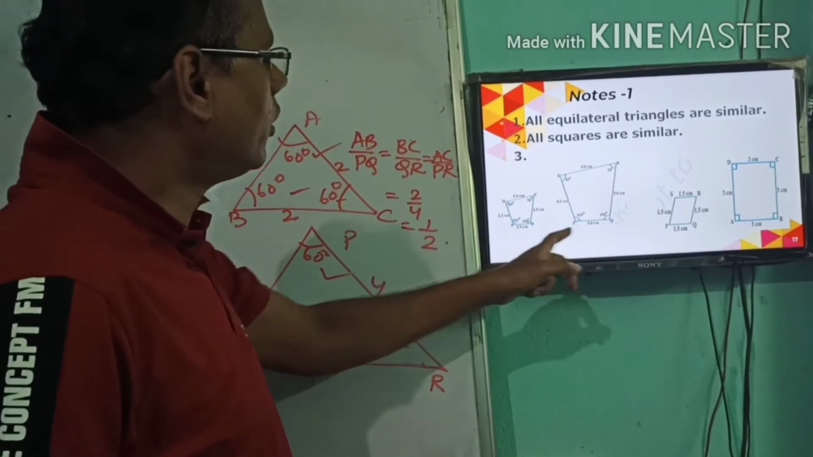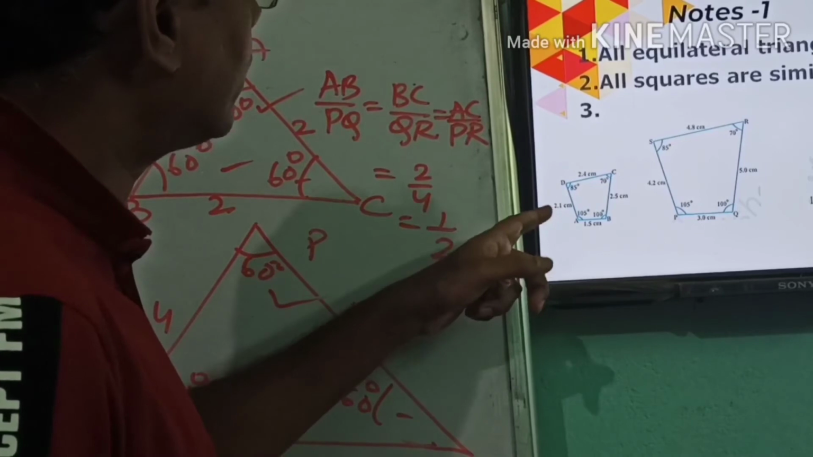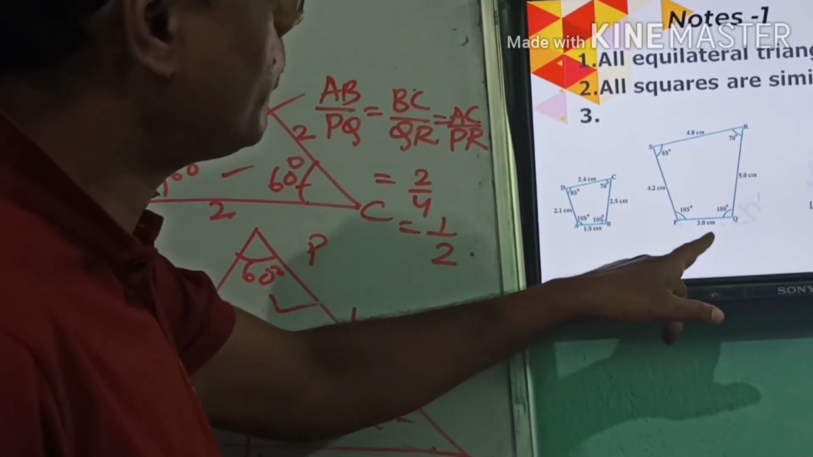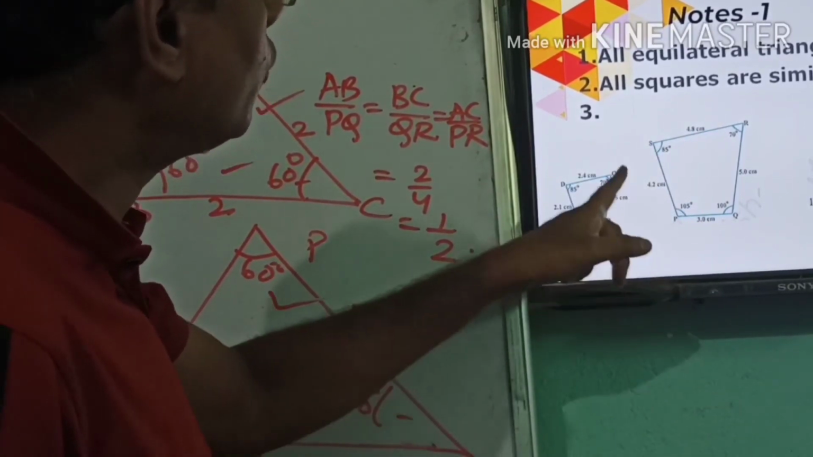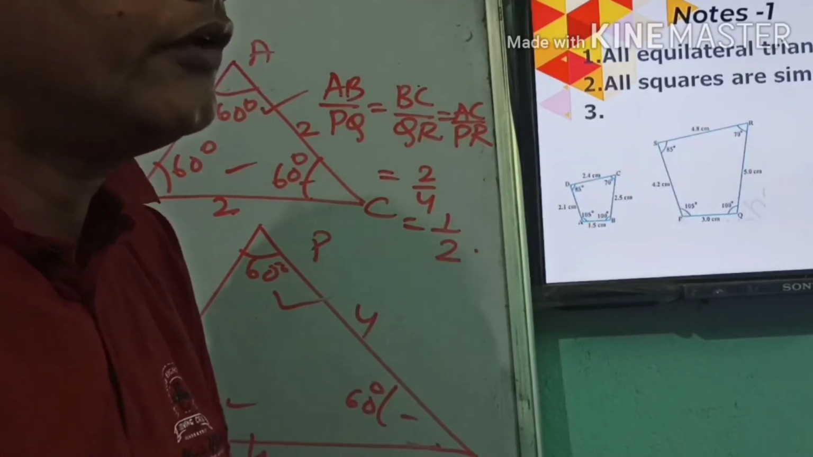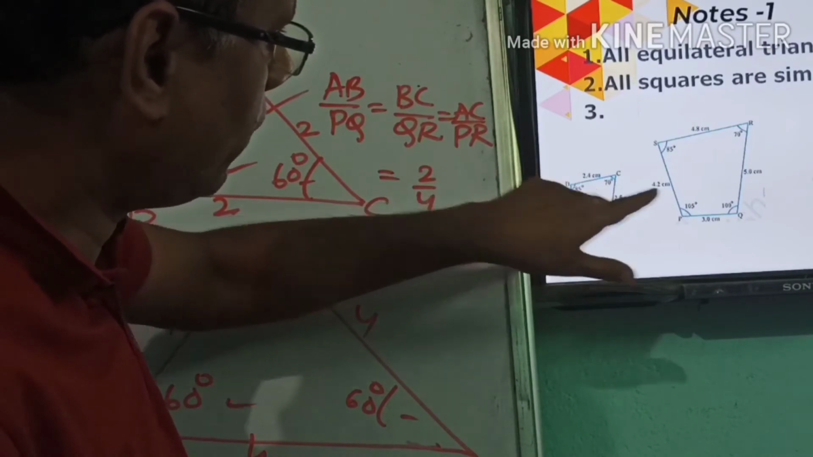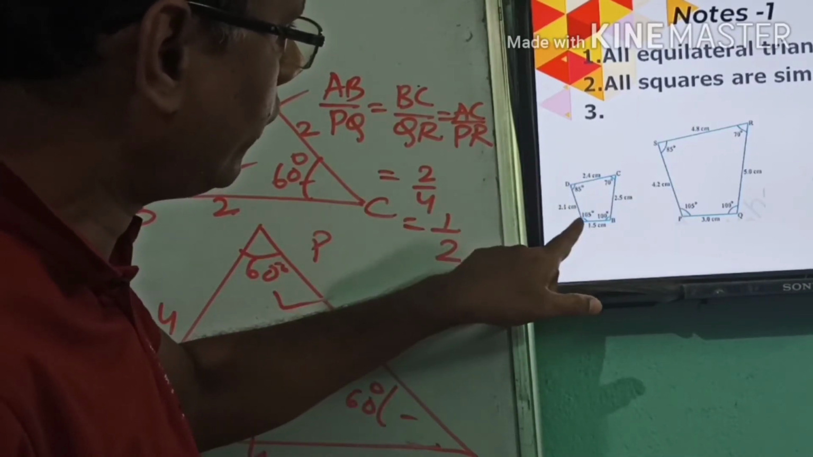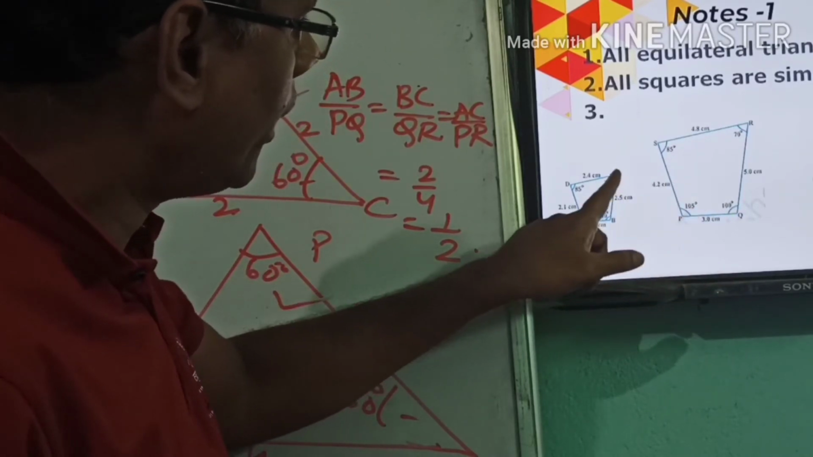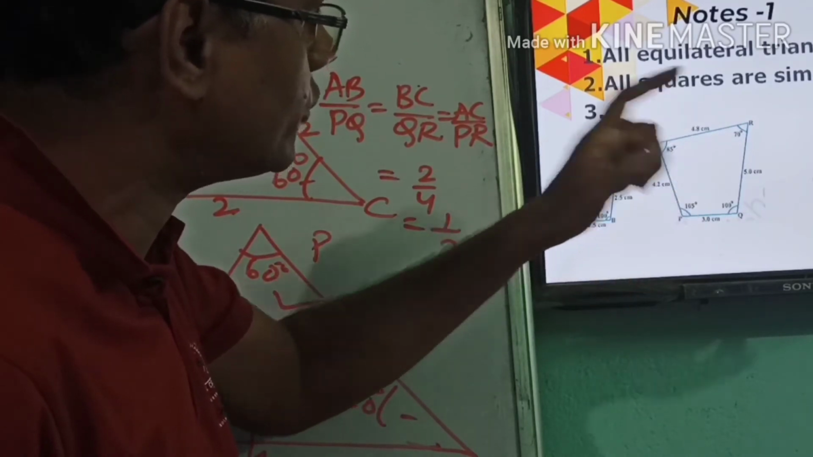Now, if you take the ratio of corresponding sides, in each case what do you get? 2.1 by 4.2 is 1 by 2. 1.5 by 3.0 is also 1 by 2. 2.5 by 5 is also 1 by 2. 2.4 by 4.8 is also 1 by 2. Again, look at the angles: angle A is 105, angle P is also 105; angle B is 100, angle Q is also 100; angle C is 70, angle R is 70; angle D is 85, angle S is also 85.